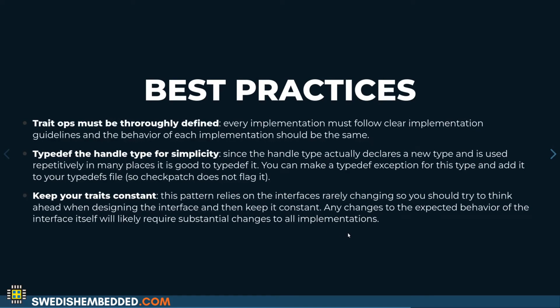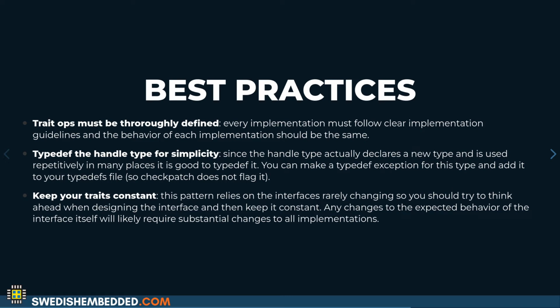Let's look at some of the best practices when implementing this pattern. And number one is that trait operations must be thoroughly defined. So every implementation must follow clear implementation guidelines. You need to really think through this generic interface, because if you don't do it, any changes you make to it later would require you to make many different other changes in all of the implementations that use it. So the virtual interface becomes the central point where you need to define the behaviors very clearly so that all of the implementations can then follow the same definition and that you don't change this definition later.